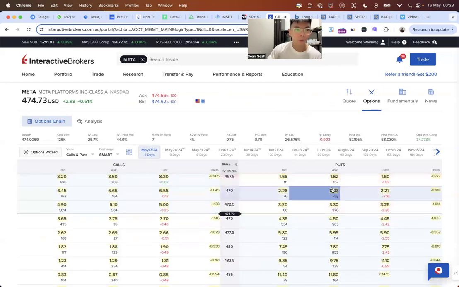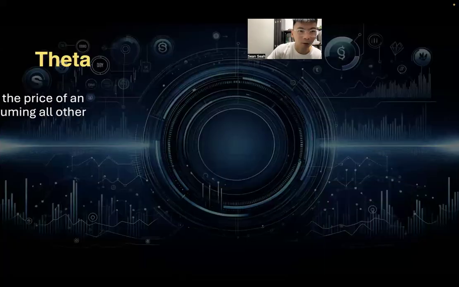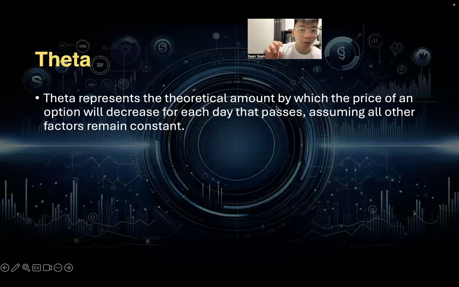So, what does theta mean? Let's go back and talk about theta. Theta represents the theoretical amount by which the price of options will decrease every day. So every day, your option's value will drop. Why will it drop? Because it will start to expire. There will be this thing called time decay.